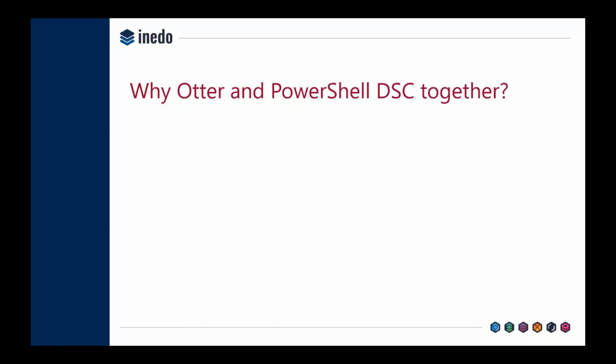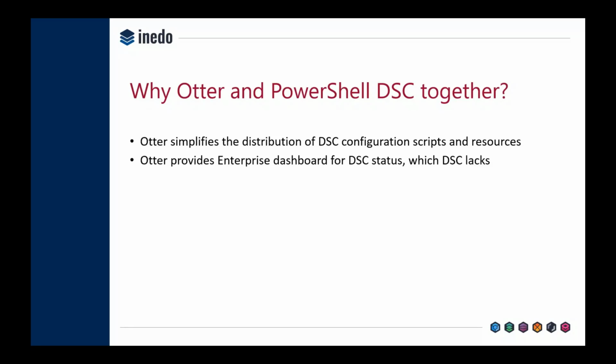So why would you want to use these two technologies together? Otter simplifies the distribution of DSC configuration scripts and resources. Otter is very good at pushing those configurations to agents. There's agentless mode, so it actually requires no configuration other than ensuring WSMan ports are open. Otter also provides an enterprise-level dashboard for your DSC status, which DSC out of the box lacks. There's no graphical interface. It's just logs and command line output.